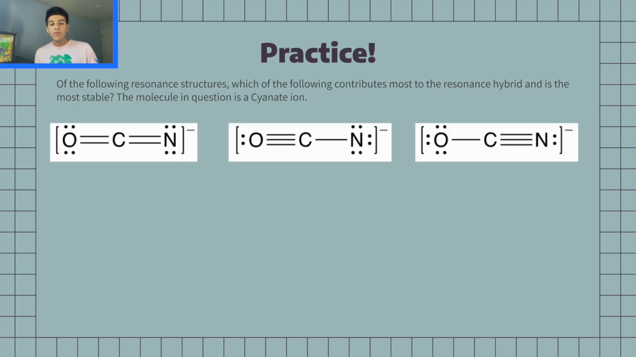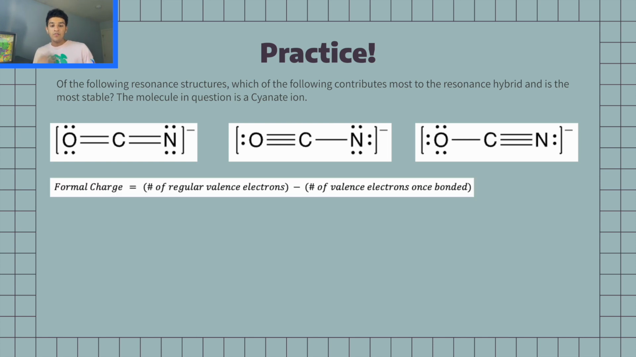All right, let's get on with the example then. So I've given you guys 3 resonance structures for the cyanate ion, and I want you to calculate the formal charge of each individual atom in the molecules. So then we can cross-compare all of them and find out which one has the least overall formal charge, and that is the one that's going to be our most stable structure, and therefore contribute the most to the resonance hybrid. Because as we talked about earlier, stability is a big factor in determining how much a Lewis dot structure contributes to the resonance hybrid.